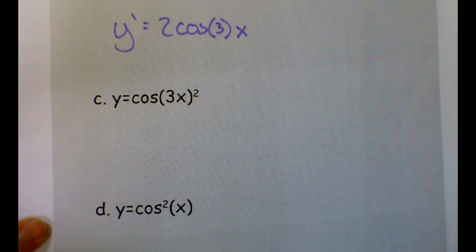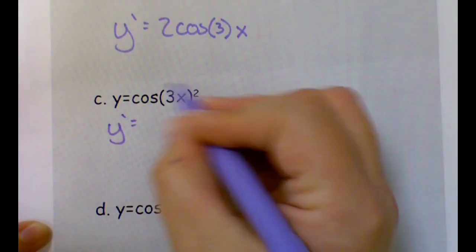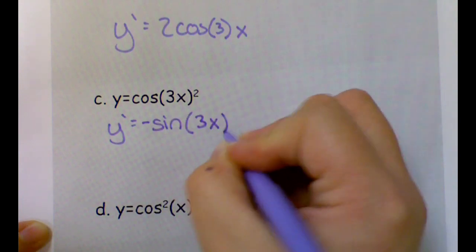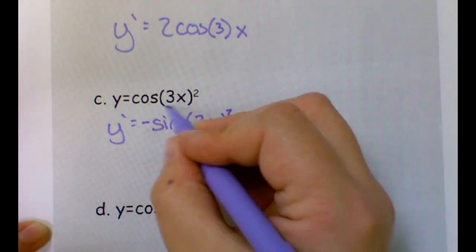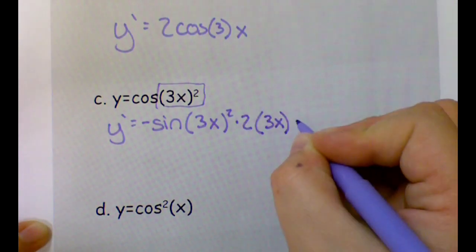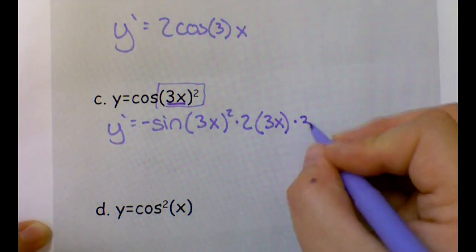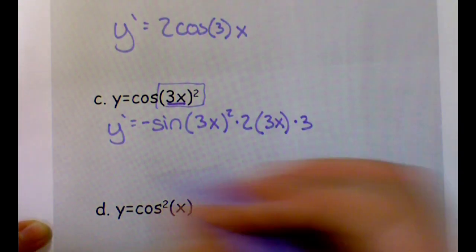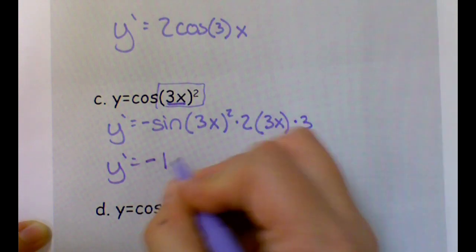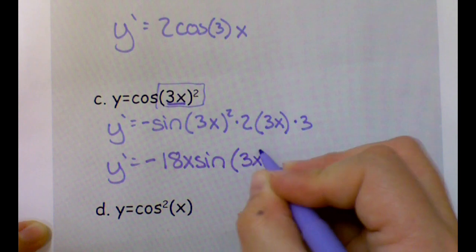y equals cosine of 3x squared, all squared. Well, to get y prime, we do derivative of the outside. Derivative of cosine is negative sine of the inside, unchanged, times the derivative of the inside. I bring down my 2 times the inside unchanged, times the derivative of the very inside. So we're triple chain ruling here, which is the 3. Simplify this a little bit. 2 times 3x times 3 is 18x. We got a negative in the front. Negative 18x sine of 3x squared.